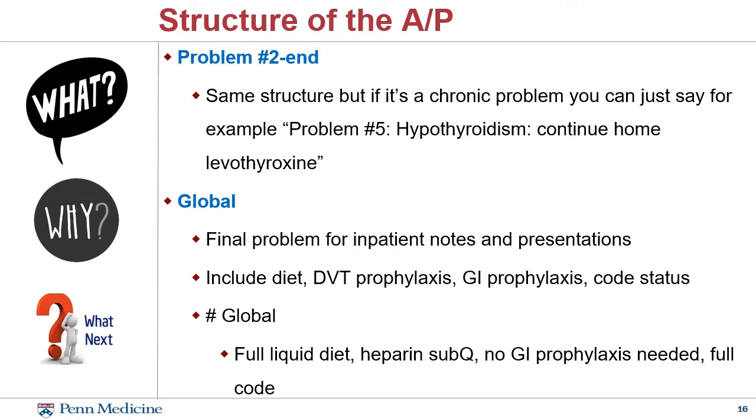All right, problem number 2, same structure, and all the way till the end. You can have chronic problems like problem number 5 is hypothyroidism, continue levothyroxine. Remember that you have the global problem.